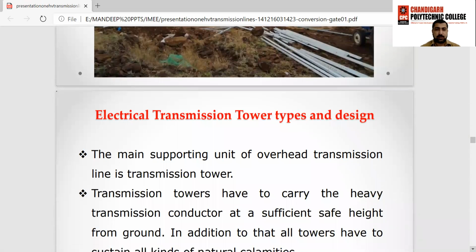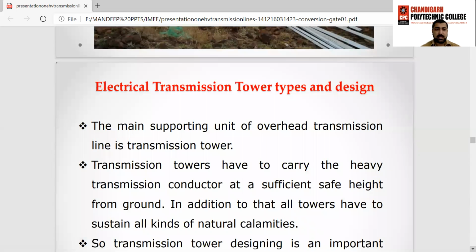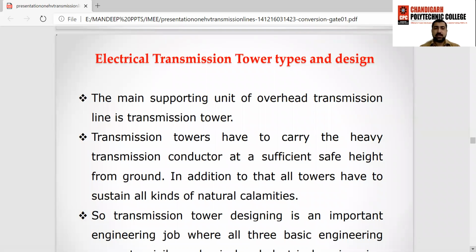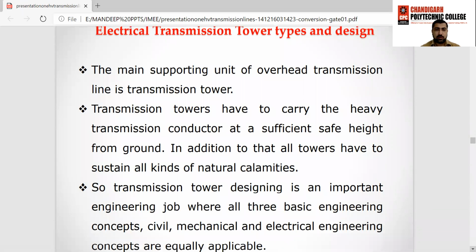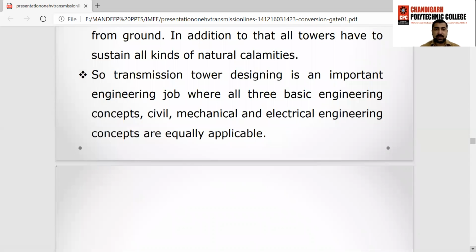The main supporting unit of an overhead transmission line is the transmission tower. Transmission towers have to carry the heavy transmission conductor at a sufficient safe height from ground. In addition to that, all towers have to sustain all kinds of natural calamities. So, transmission tower designing is an important engineering job where all three basic engineering concepts, civil, mechanical, and electrical engineering concepts, are equally applicable.